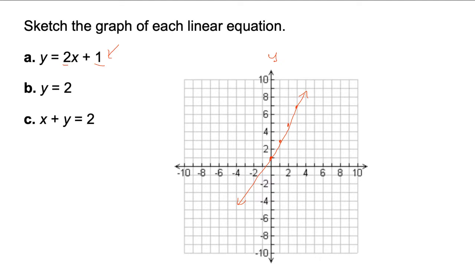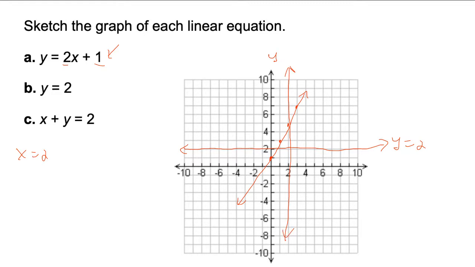Now, if I had something like y equals 2, this is going to be a horizontal line through 2. So this is y equals 2. If I had something like x equals 2, that is a vertical line. So I would draw a line in this direction for x equals. That is going to be a vertical line at 2.